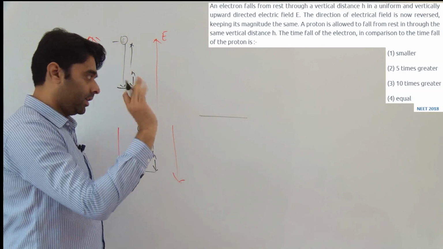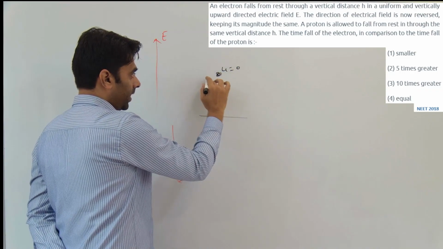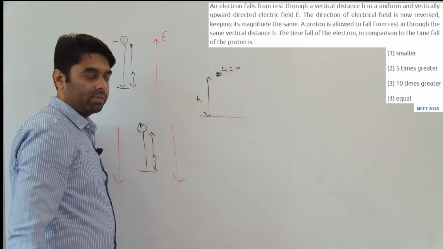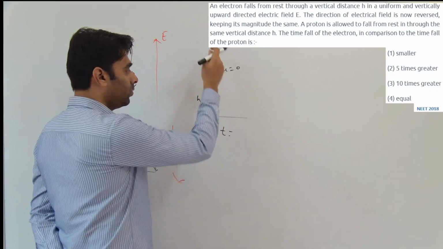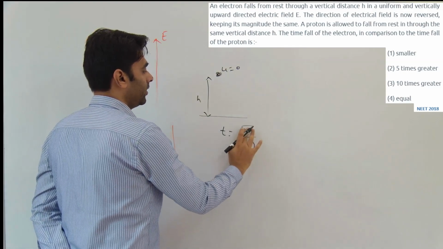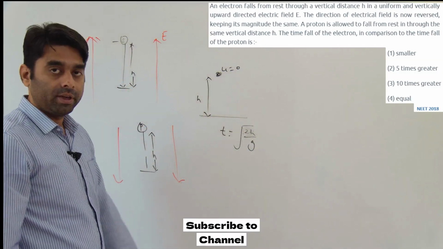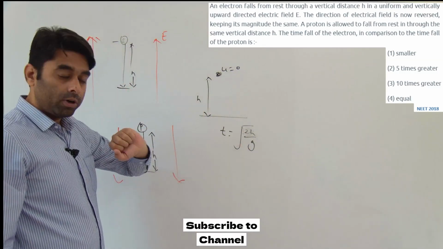That means they are released. So we studied, if you remember, if a particle is dropped from a height h, the time taken to fall down is root over 2h by g. I hope this point is okay with you all. We will be needing this result. Now it is root over 2h by g.